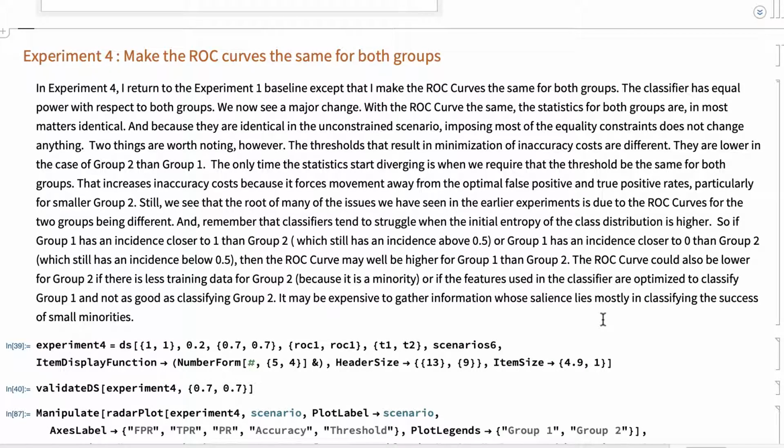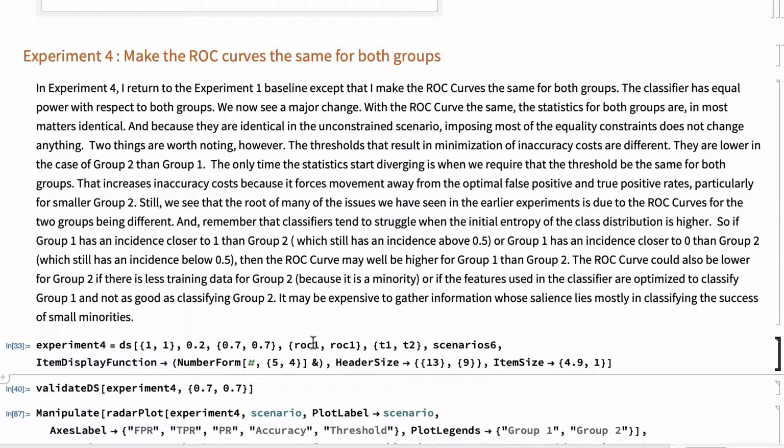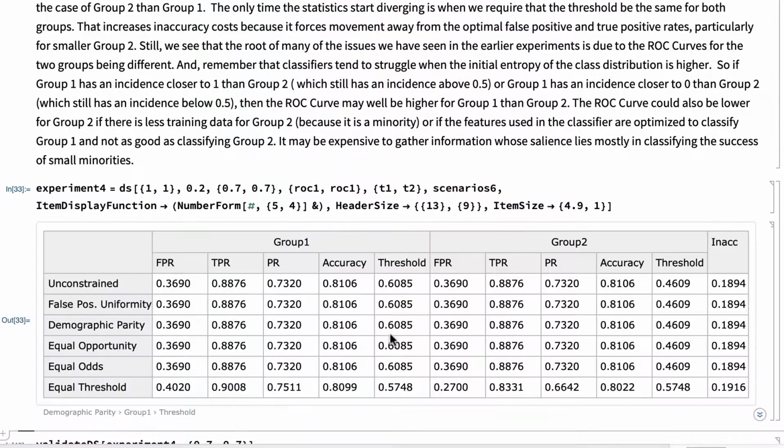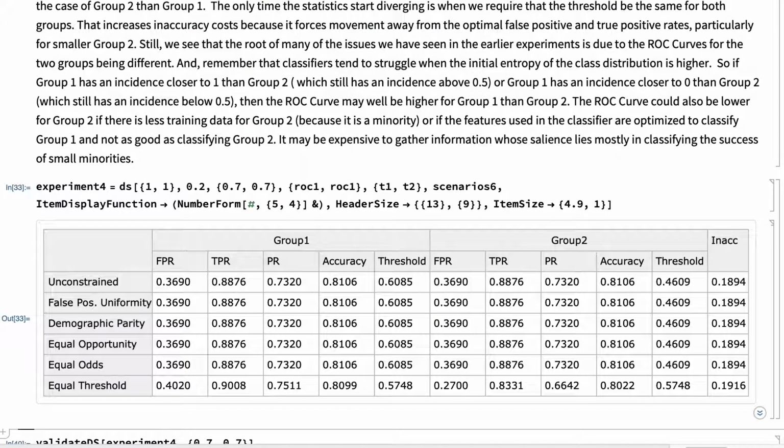Okay, experiment 4. Let's go back to experiment 1. The only change I'm going to make, though, is now I'm going to elevate the performance of the classifier on group 2 to be the same as it is on group 1. Okay, so let's see what happens. The results are pretty dramatic here.